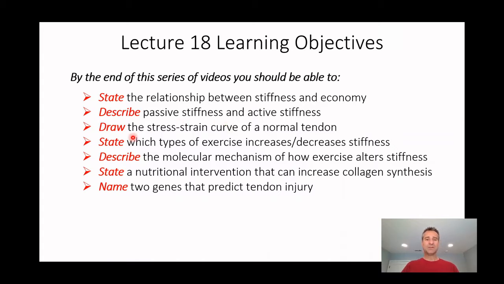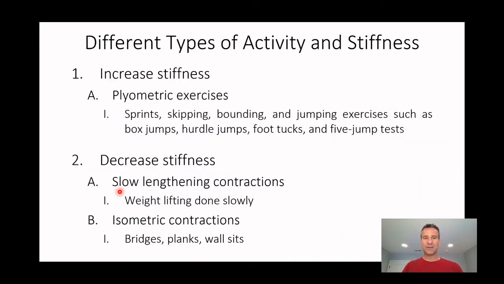What you're going to be doing that's new is state types of exercise that increase or decrease stiffness, describe the molecular mechanism underlying how stiffness is altered by exercise, state at least one, we're going to give you two nutritional interventions that can increase collagen synthesis, and name two genes that predict tendon injuries. All right, so that's what we're going to work through today.